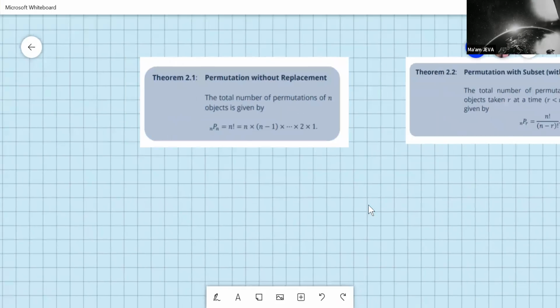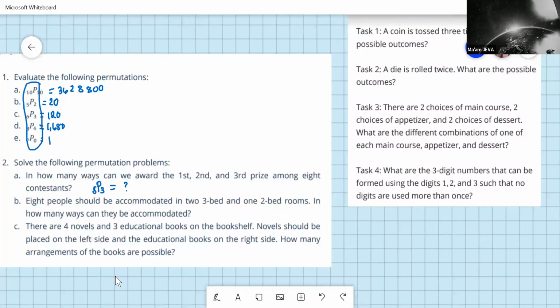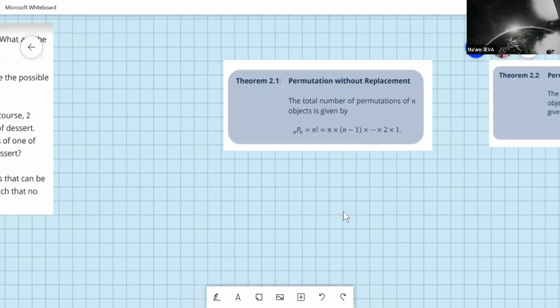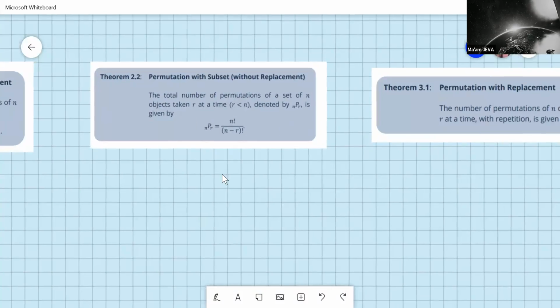So asa man ang example ana. So kani siya kaning ato ang gi-answer. This one is the example. In how many ways can we award the first, second, third prize among 8 contestants? So you take 3 places among 8 contestants. So please be reminded that that is permutation with subset or without replacement. Also known as permutations of n objects taken R at a time, where your R is less than your N or your N is greater than your R. Okay? So, clear? Claro? So, remember the difference between the 2.